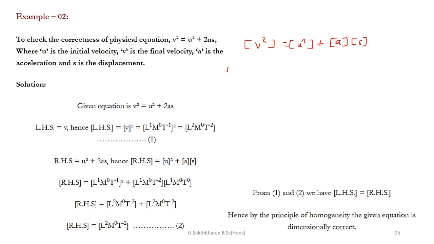So here, left hand side, dimensions of left hand side equal to v squared. v is the final velocity, so (LT^-1) all squared. We can get the dimensions of v squared is L^2 T^-2.